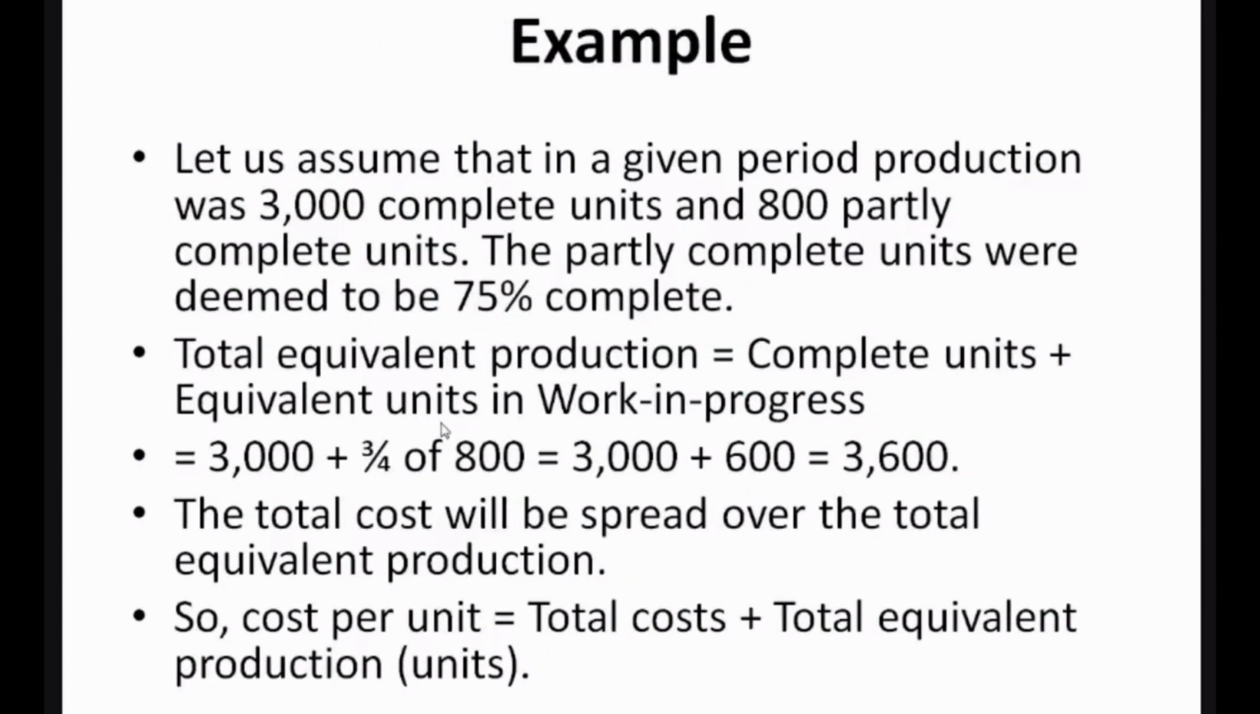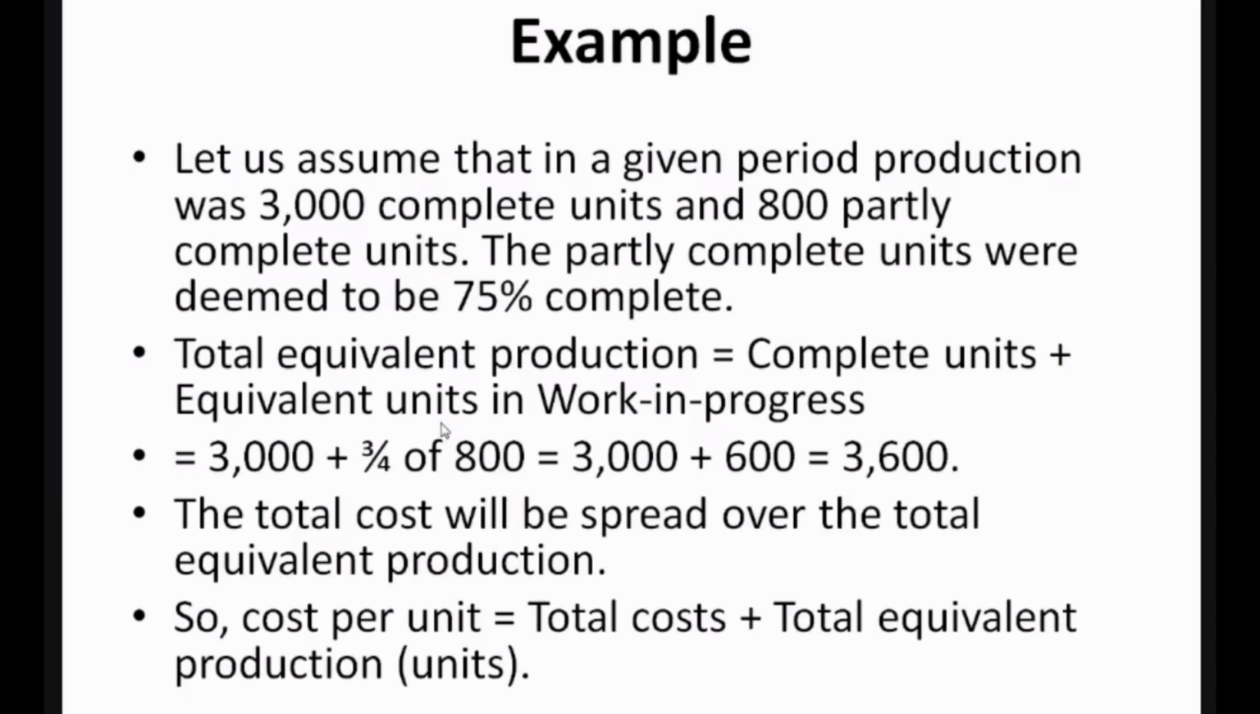An example is given. Let us assume that in a given period production was 3000 completed units and 800 partly completed units, and the partly completed units were deemed to be 75% complete. Then total equivalent production is equal to completed units plus work in progress. Completed units are 3000, and 75% means 3/4, we can say like that. If you are not comfortable with that, you can use 75% directly. You must have the calculator, though it is not necessary; you are senior students now and can calculate yourself. 75% of 800 and 3/4 of 800 give the same answer, right?